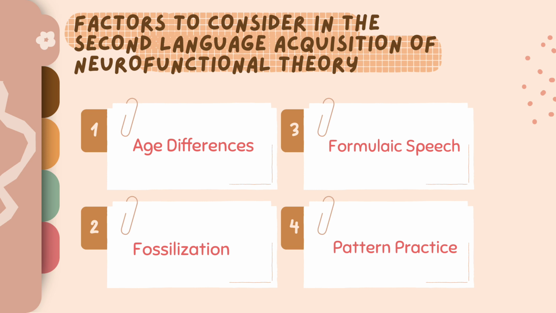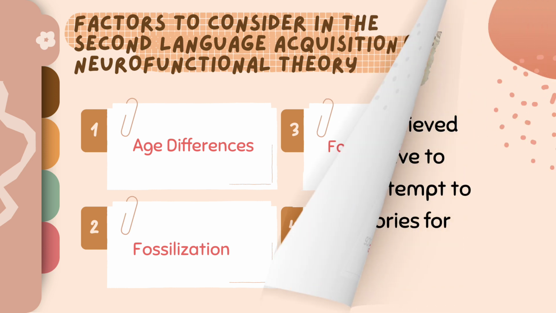In addition, Lamendella argues that formal-like speech and fossilization, among other aspects of second language acquisition, are processes that primarily occur in the brain as a natural function. That would be all for the factors to consider in second language acquisition of neurofunctional theory.